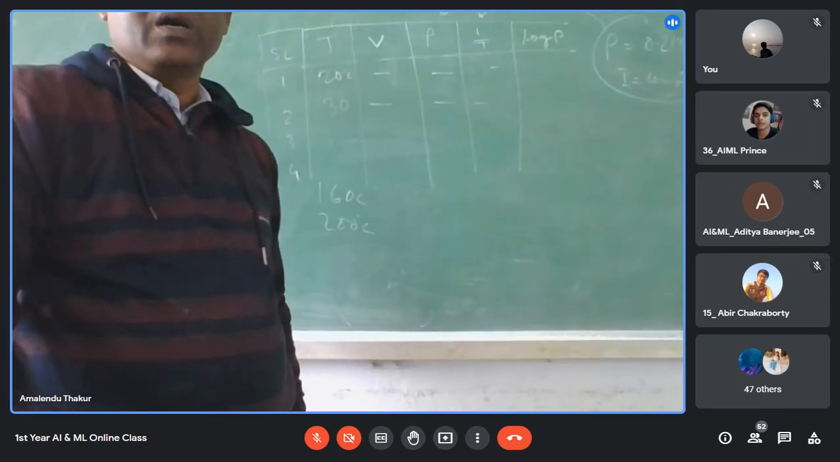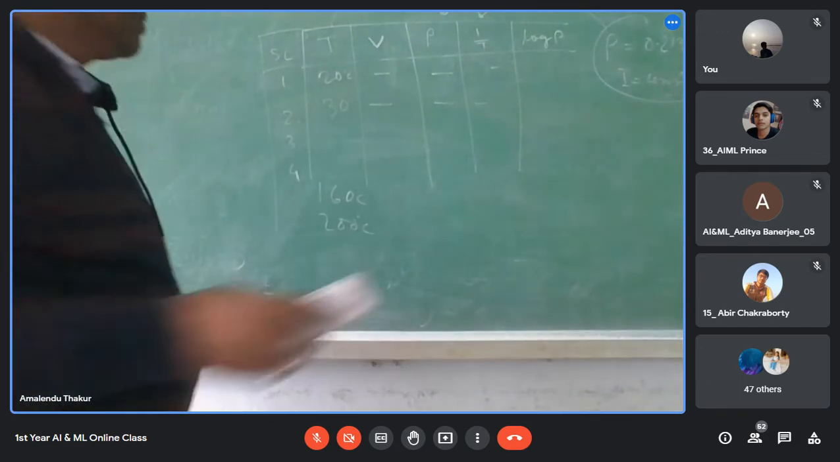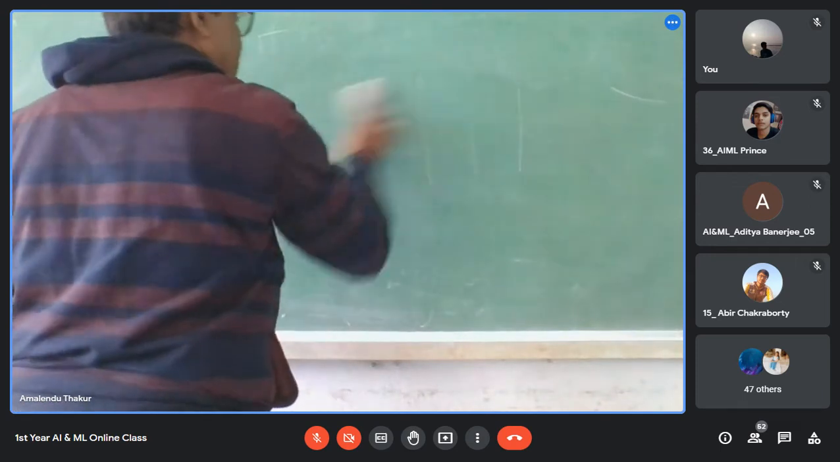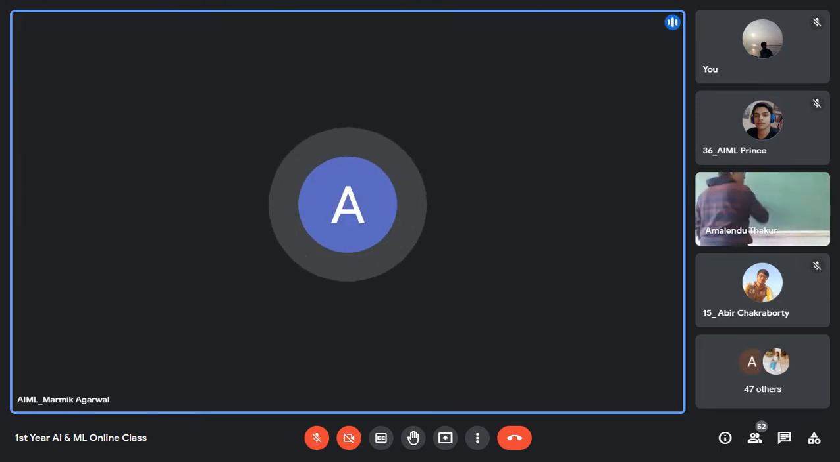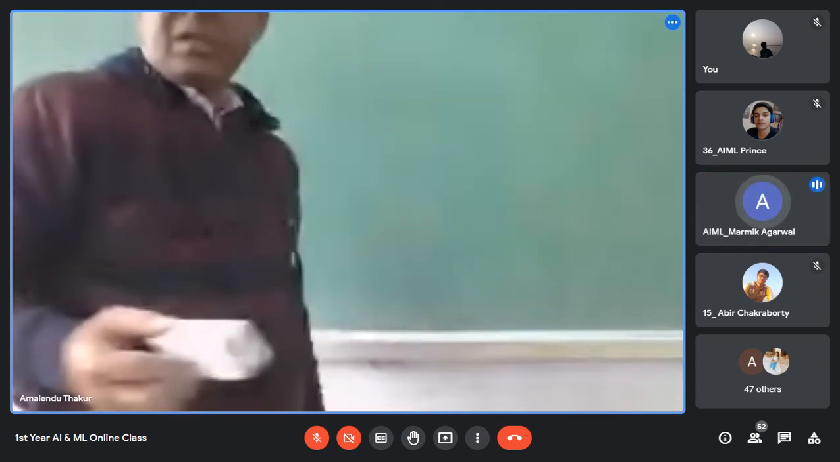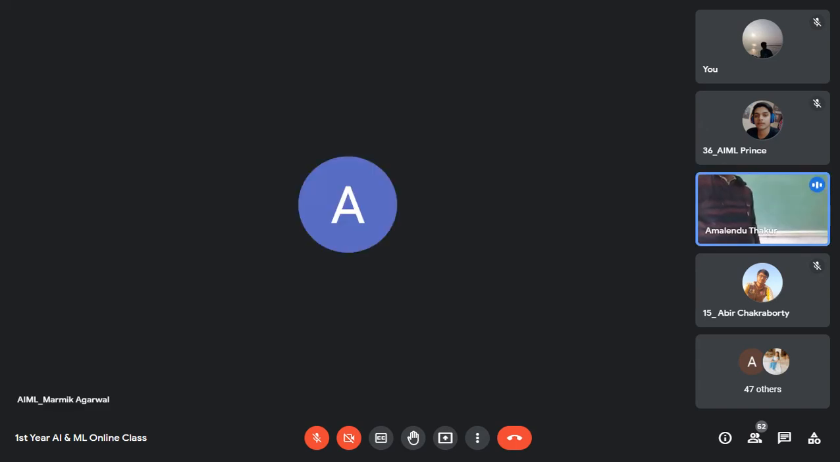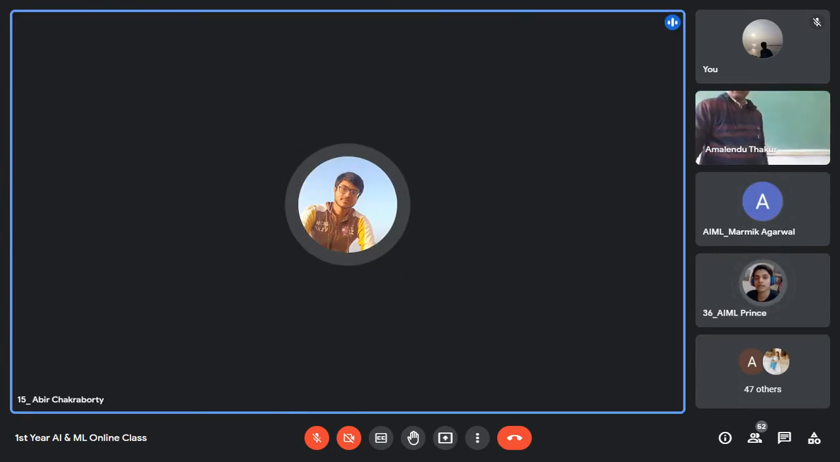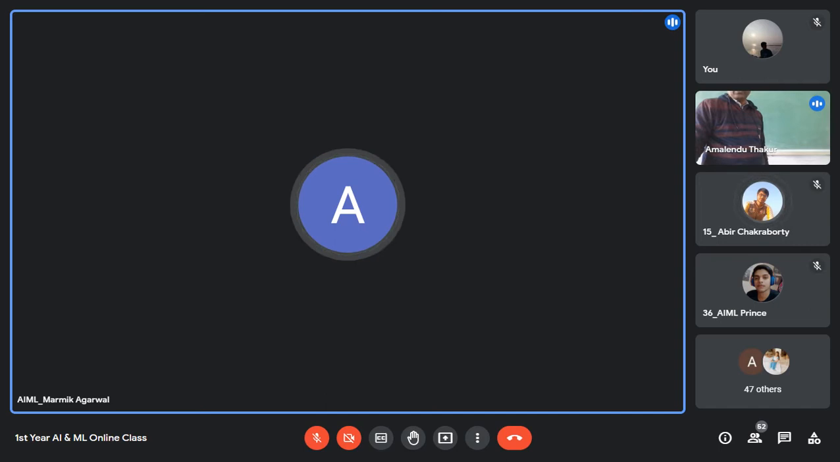We draw the graph. Now we draw the graph. I will draw the graph now. Sir, but the reading has started from 350. Huh? 299 temperature. Kelvin, sir. 299 Kelvin. Then it is increasing to 330, 350. Then how will we calculate 170, 160?